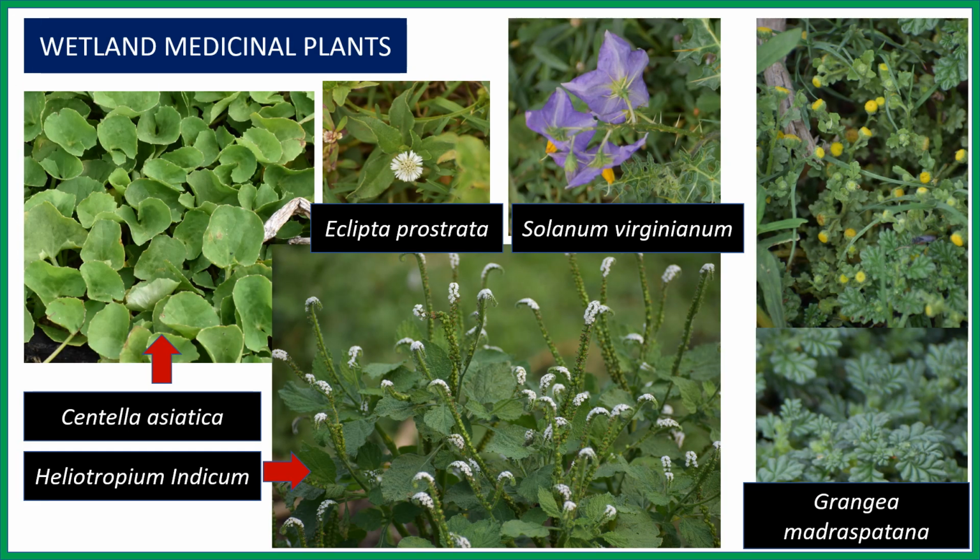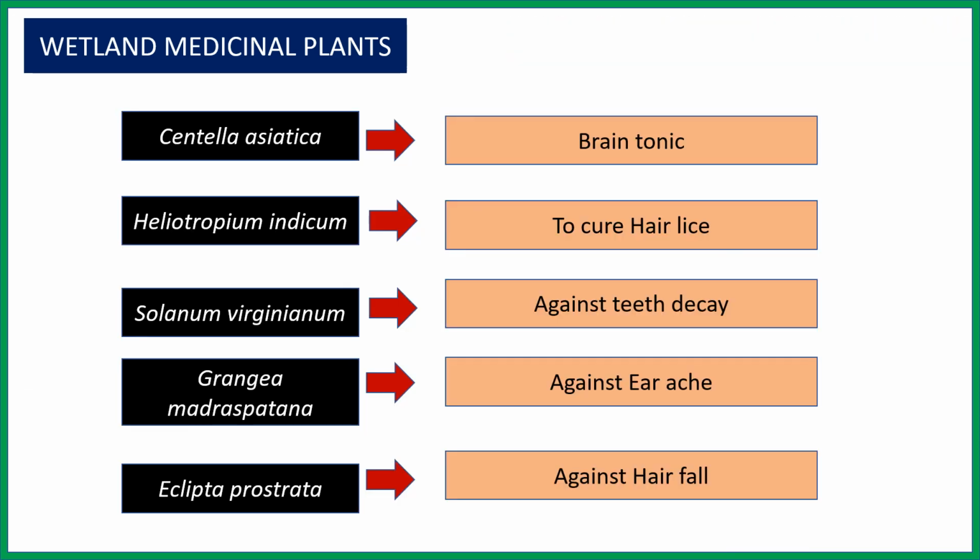Okay, these are some of the wetland medicinal plants that we had observed, including Centella asiatica, Eclipta prostrata, Solanum virginianum, Grangea maderaspatana, Heliotropium indicum. These are some of the medicinal plants which are observed in a good population in the Ansupa. Centella asiatica, the whole plant acts as a brain tonic. You can eat it as a vegetable, or you can dry it and take it in powder form.